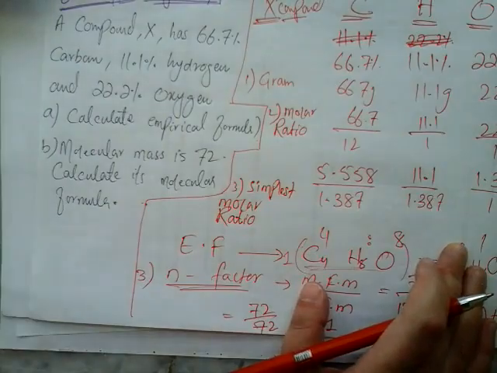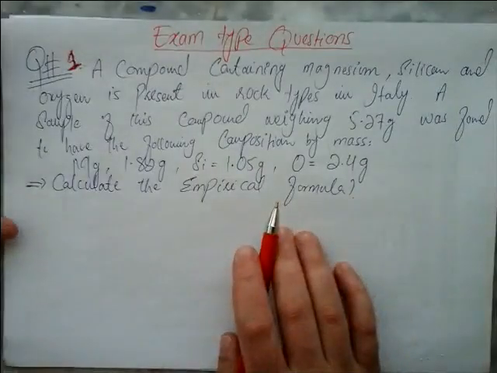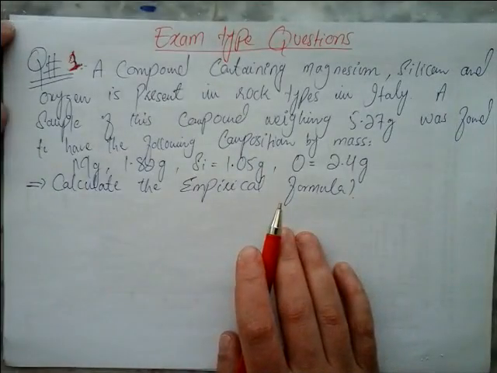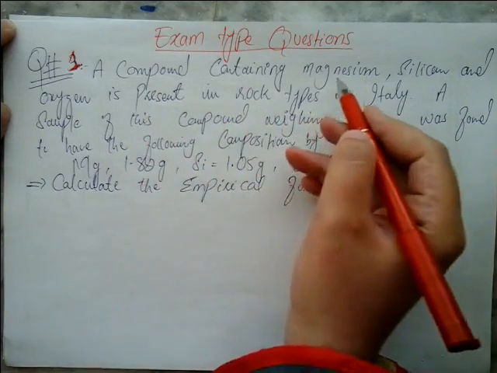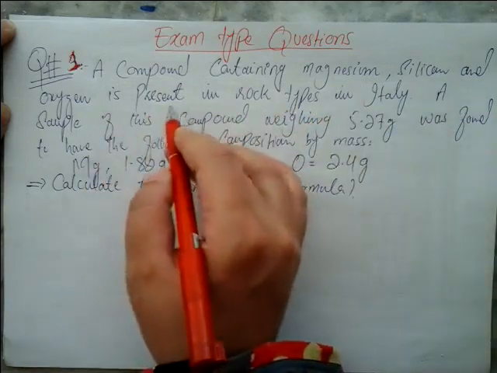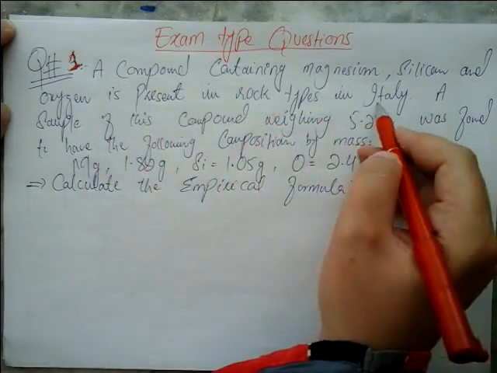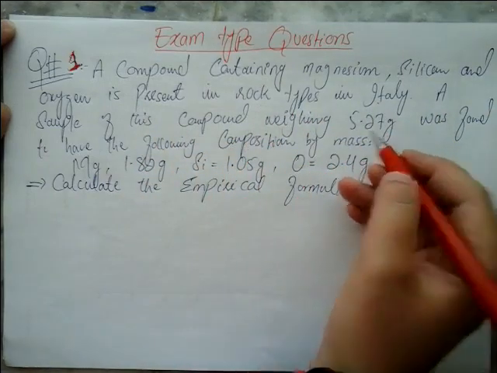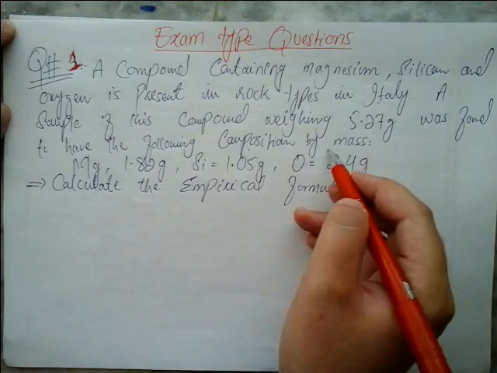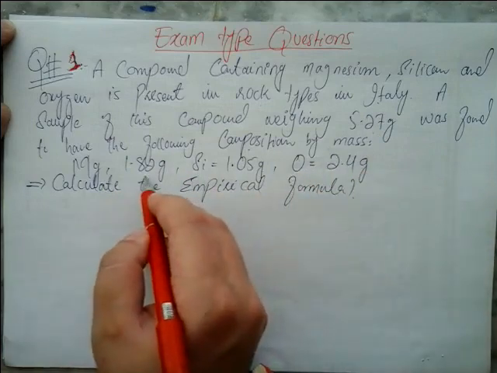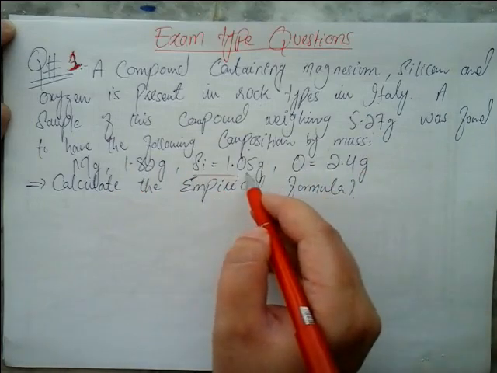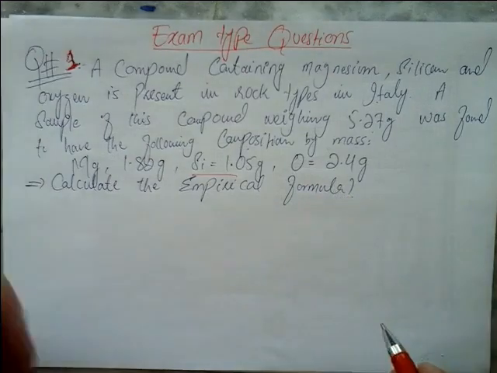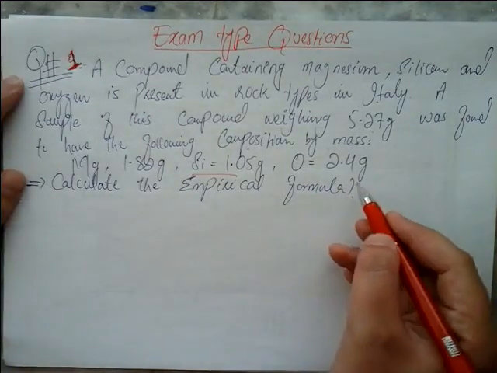Now there is homework for you: you need to find the empirical formula of a compound containing magnesium, silicon and oxygen, which is present in rock types in Italy. A sample of this compound weighing 5.27 gram was found to have the following composition by mass: magnesium is 1.82 gram, silicon is 1.05 gram and oxygen is 2.4 gram. You need to calculate the empirical formula.